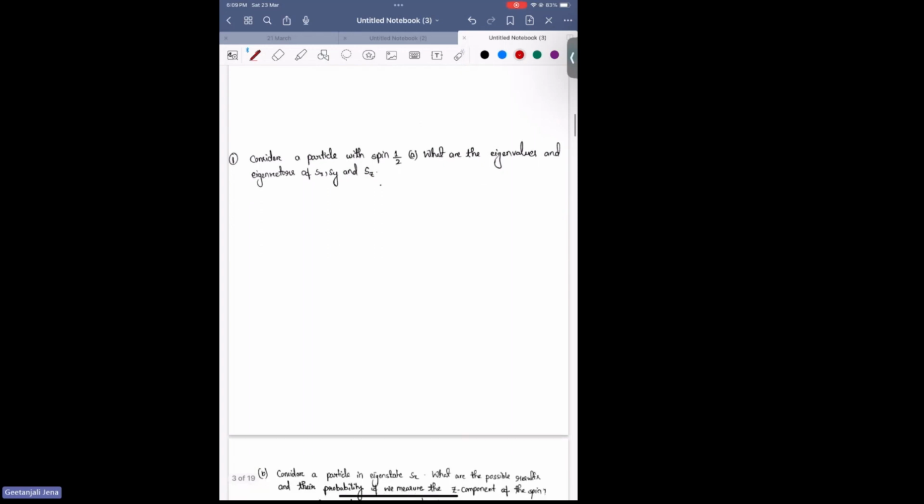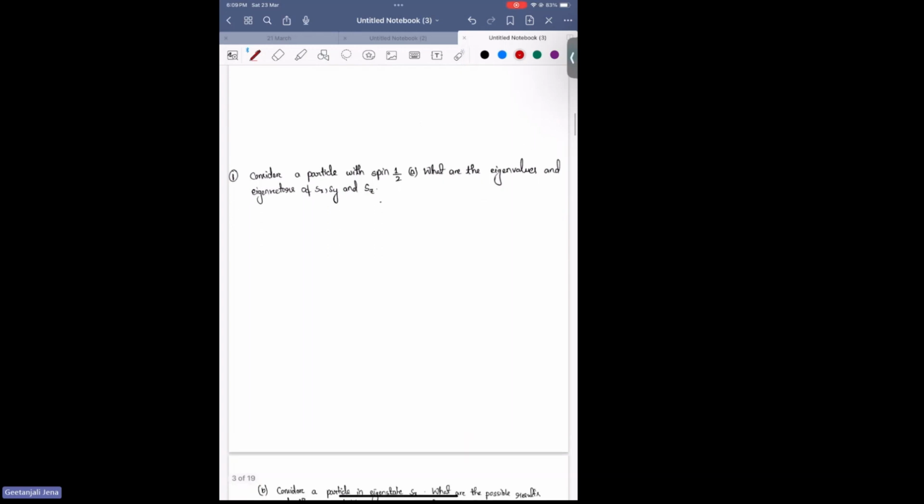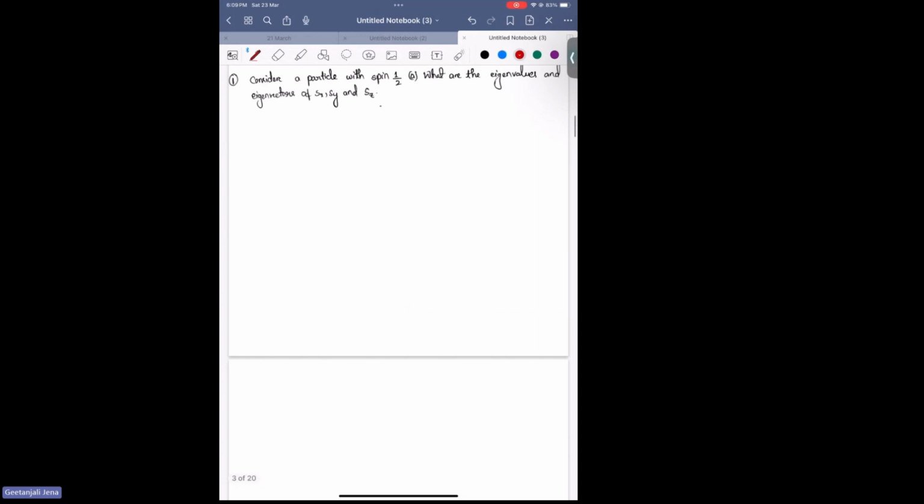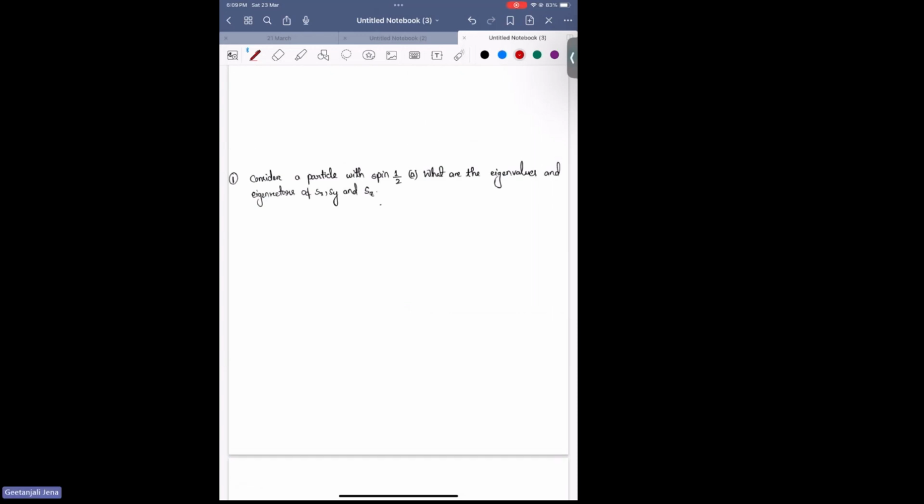So the first problem is easy to solve. It is about the spin half particle and its eigenvalue. Let me read out the question for you. Consider a particle with spin half. Then what are the eigenvalues and eigenvectors of Sx, Sy, and Sz?